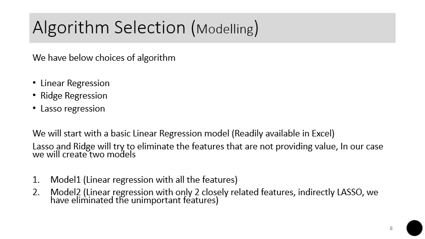Using lasso or ridge regression would have proved this for us. However, considering only the linear regression capability available in Excel, we have manually created two models. Model 1 considers all the input features, and model 2 considers only the features that have a strong relationship with the target. Indirectly, it will reflect the lasso as we have manually eliminated the unimportant features. And we'll evaluate these two models and select the one that gives us better results.